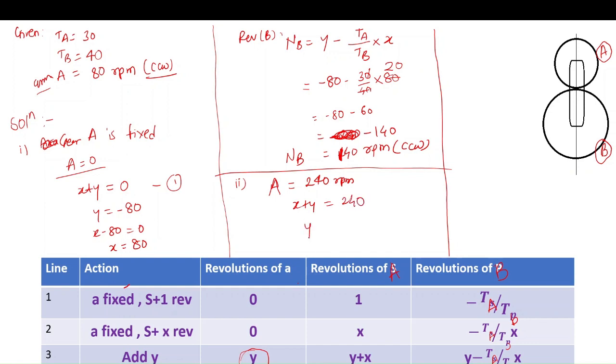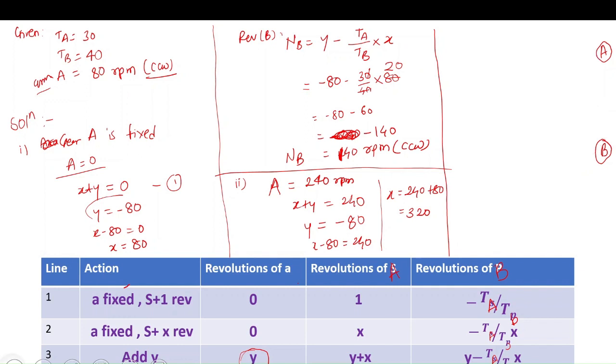And what is y? The revolution of y is minus 80. y is equal to minus 80. Simple. So x minus 80 will be 240. So x will be equal to 240 plus 80, 320. x will be equal to 320. So what will be the next step?